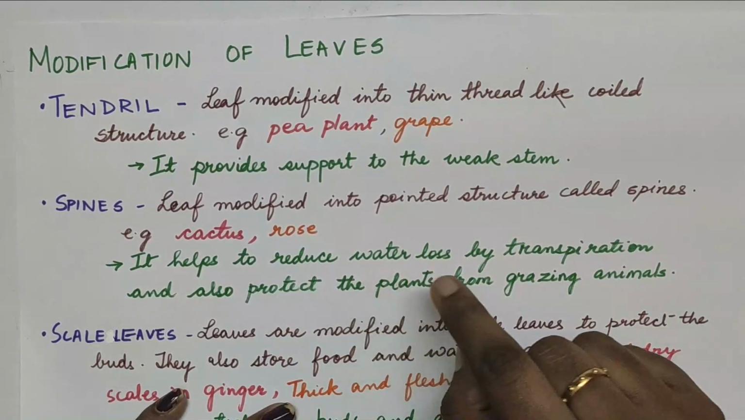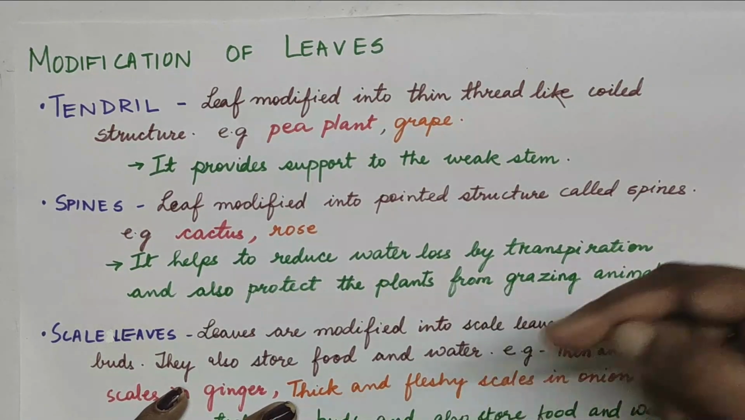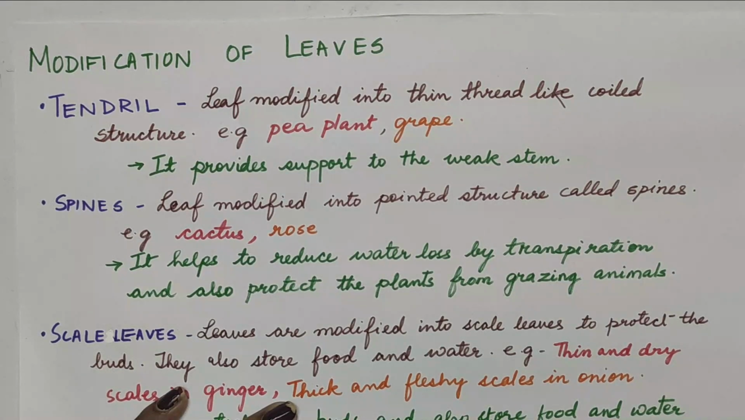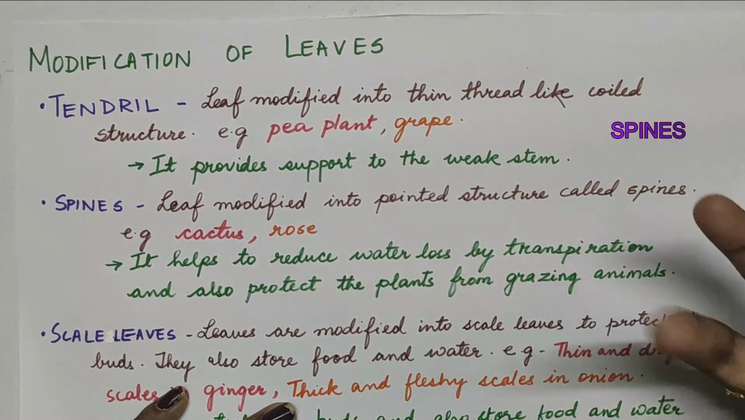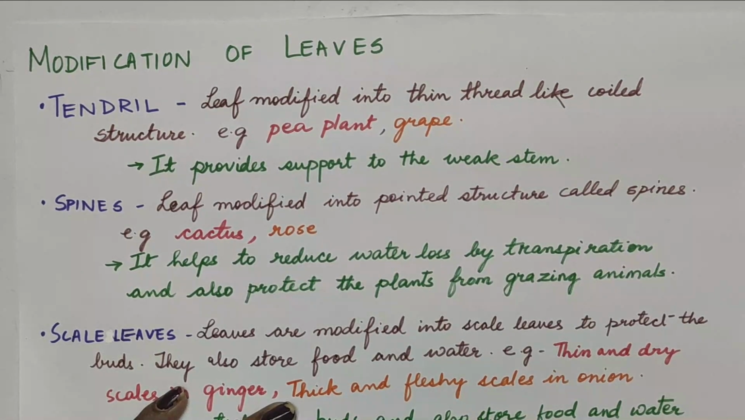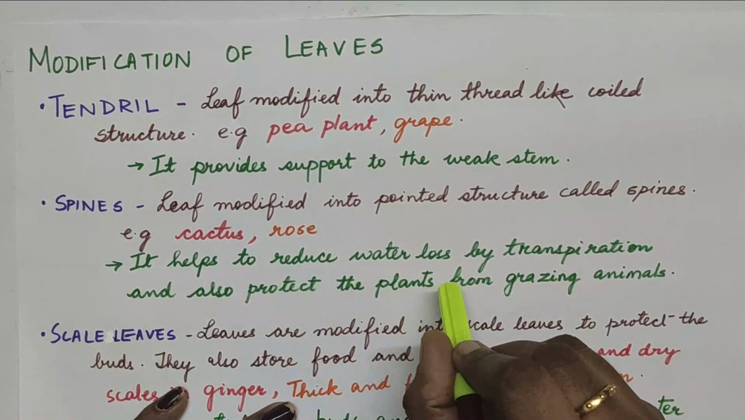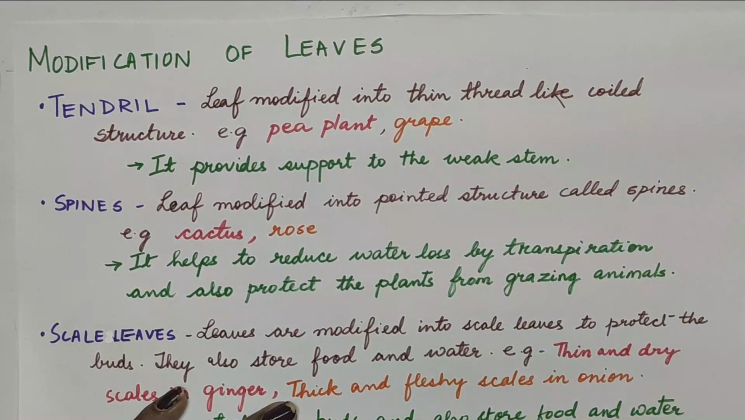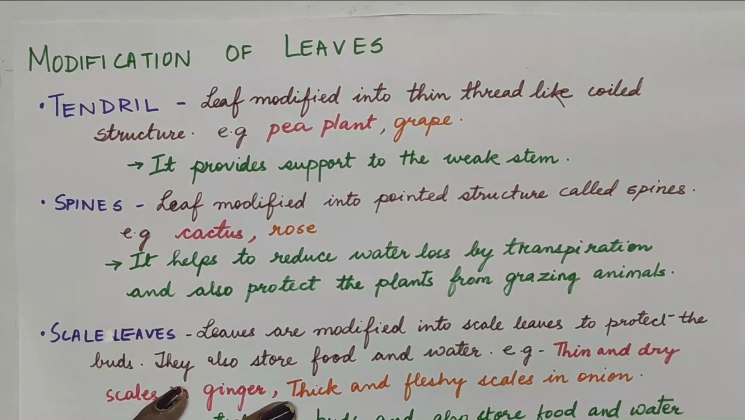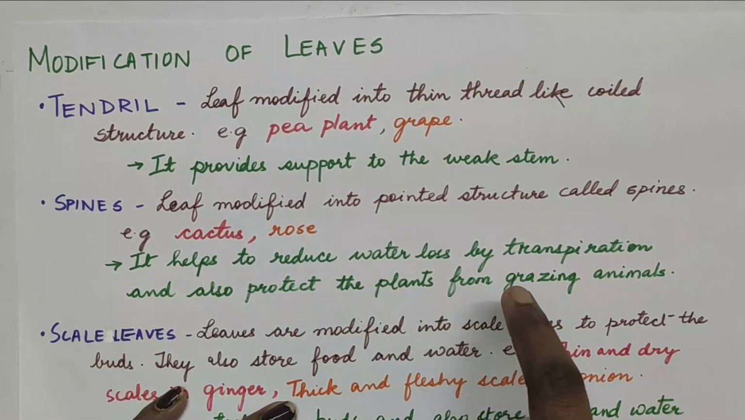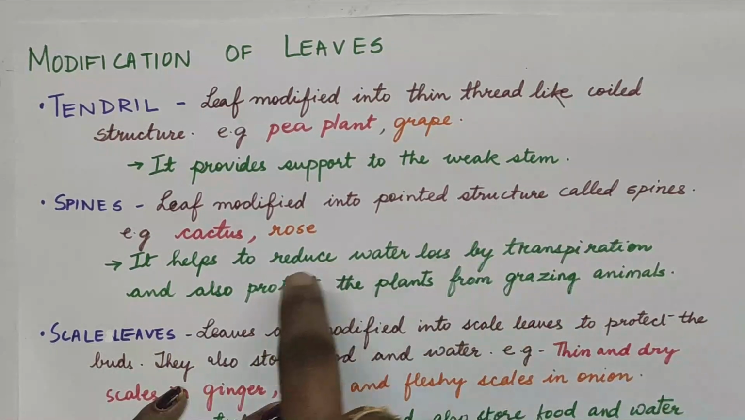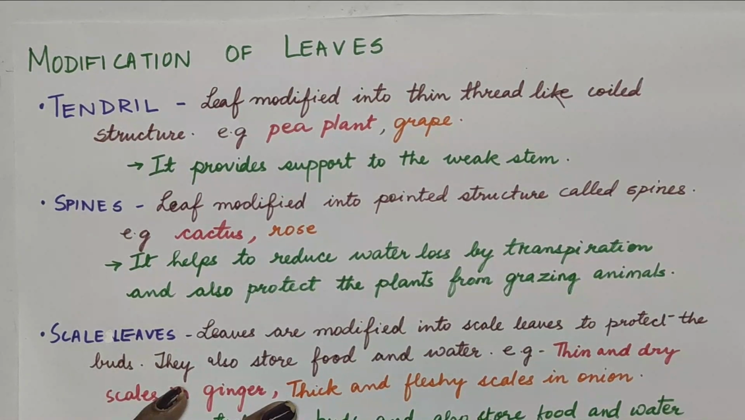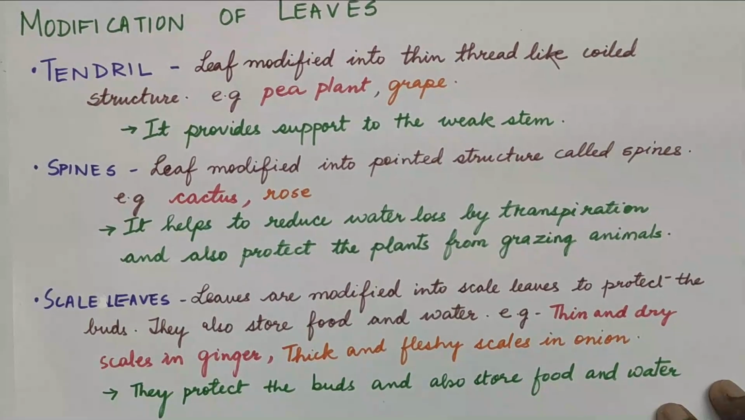It helps to reduce the water loss by transpiration, because in cactus, you might have seen that the leaves are modified into spines, so there is no loss of water because the spines won't lose water. And it also helps to protect the plant from grazing animals. A rose plant is never eaten by a cow or a goat because it contains spines. So it is preventing the plants from being eaten up by grazing animals and also helps in reducing the water loss. Next is the scale leaves.